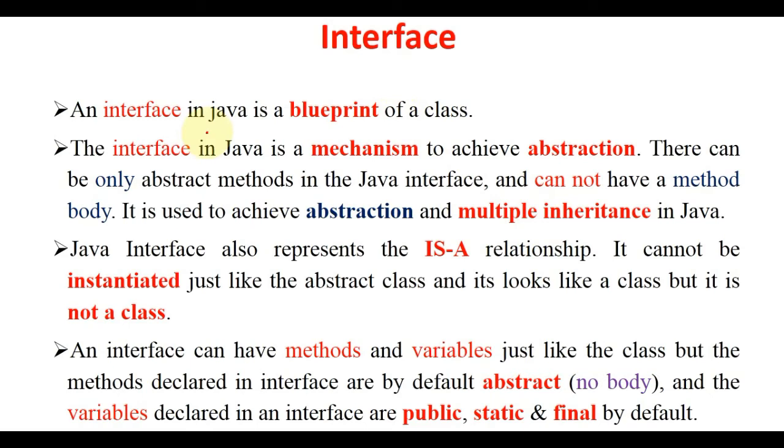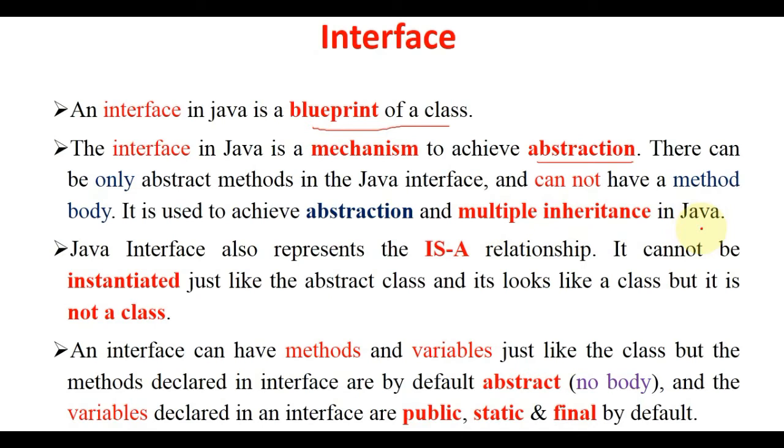An interface in Java is a blueprint of a class. That means the interface in Java is a mechanism to achieve abstraction. To achieve abstraction we use the interface. There can be only abstract methods in a Java interface. An interface can have methods, but they should be abstract and cannot have a method body. So the methods in an interface do not have any body. It is used to achieve abstraction and multiple inheritance in Java.